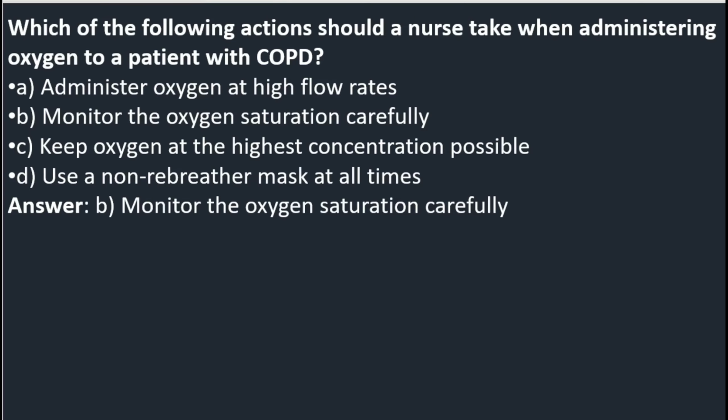Question 10. Which of the following actions should a nurse take when administering oxygen to a patient with COPD? Option A. Administer oxygen at high flow rates. Option B. Monitor the oxygen saturation carefully. Option C. Keep oxygen at the highest concentration possible. Option D. Use a non-rebreather mask at all times. Answer is B. Monitor the oxygen saturation carefully.